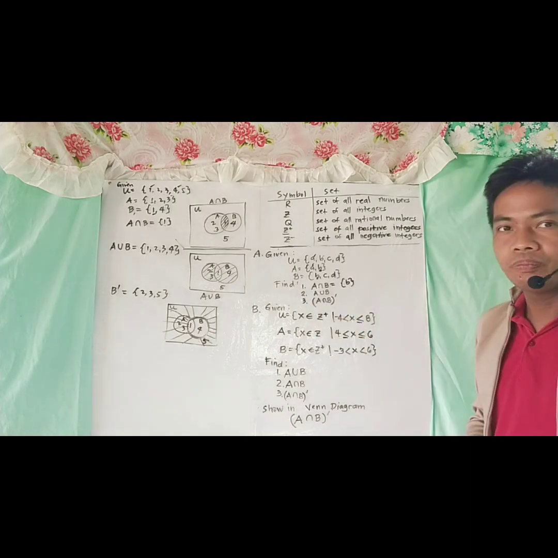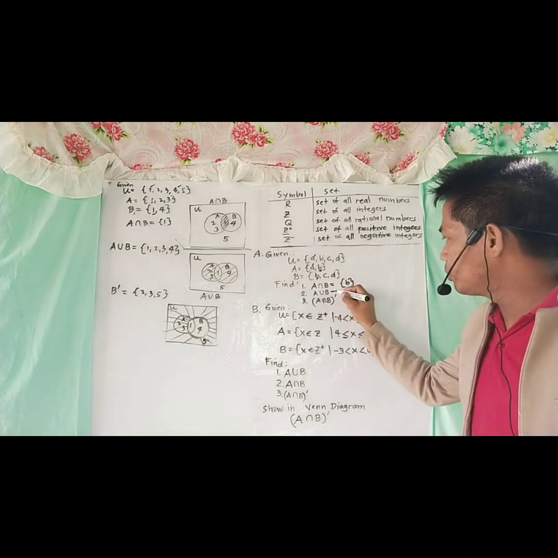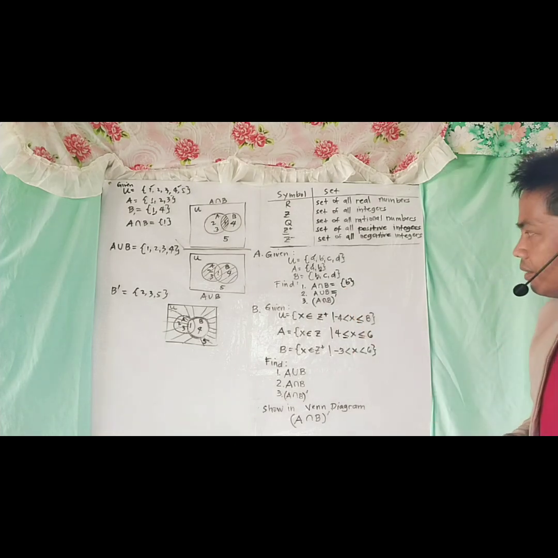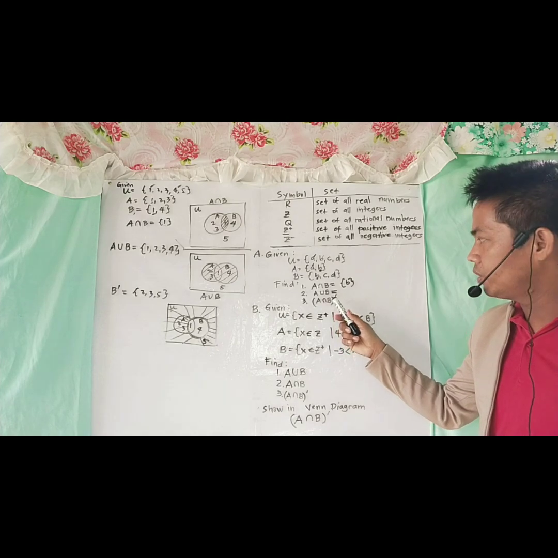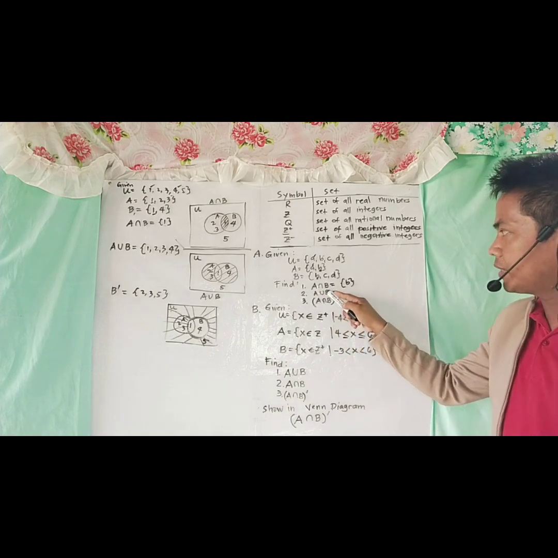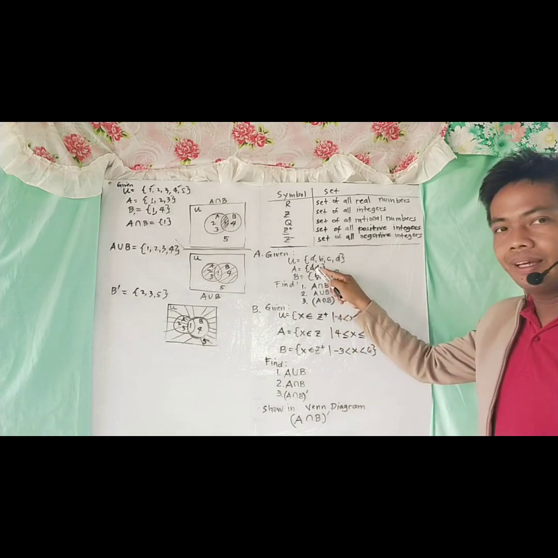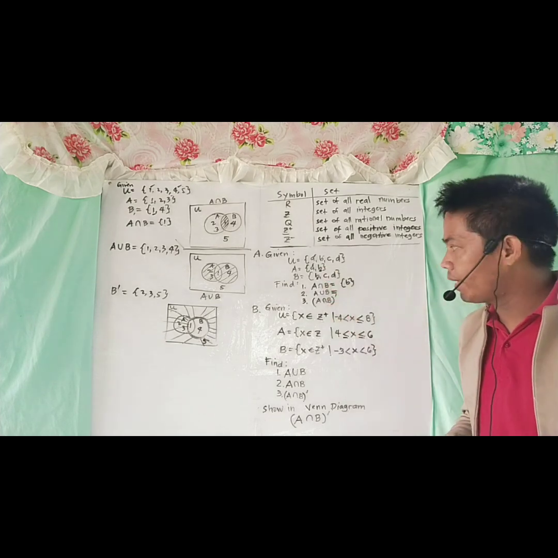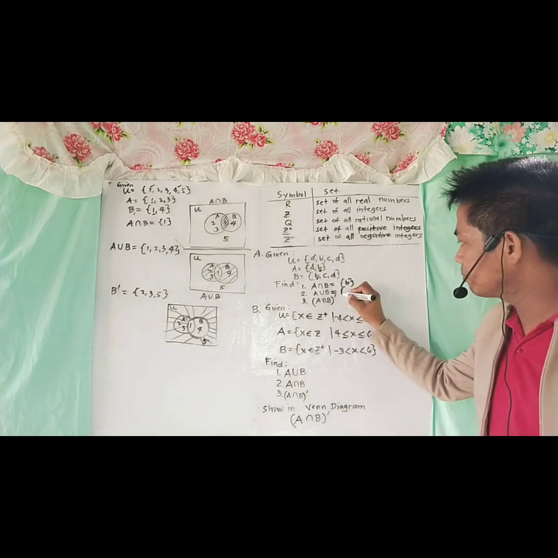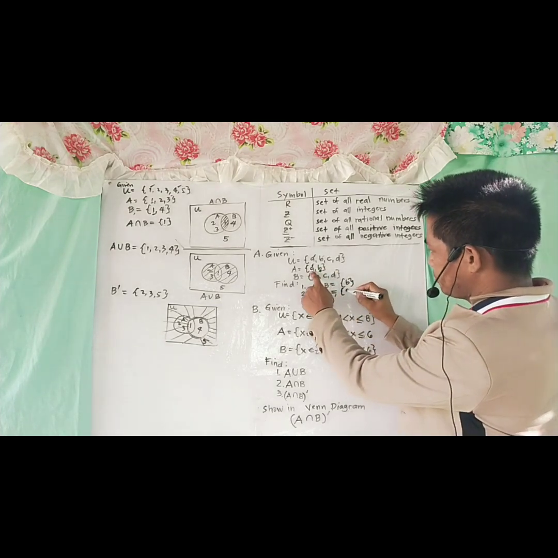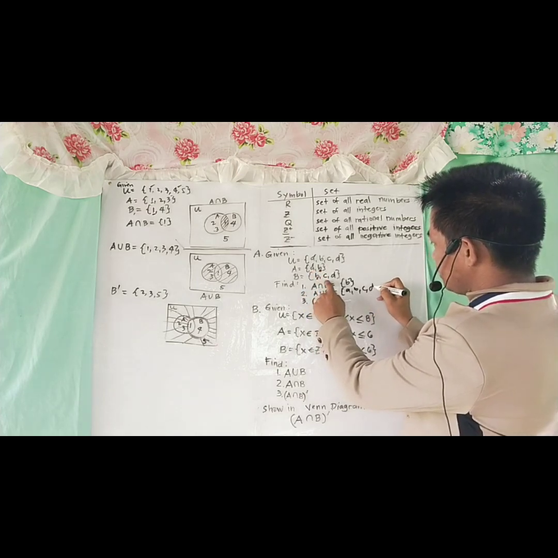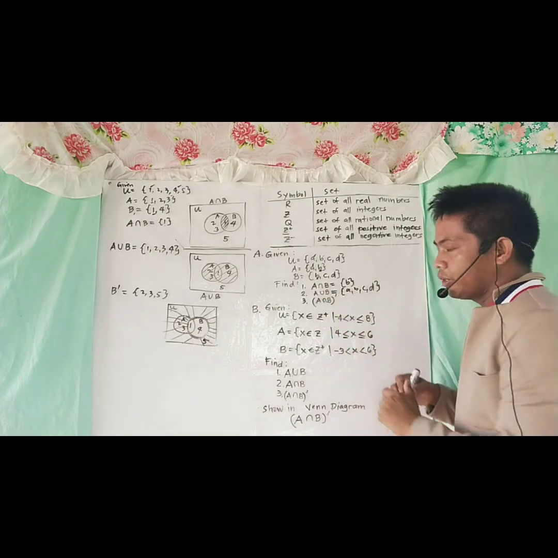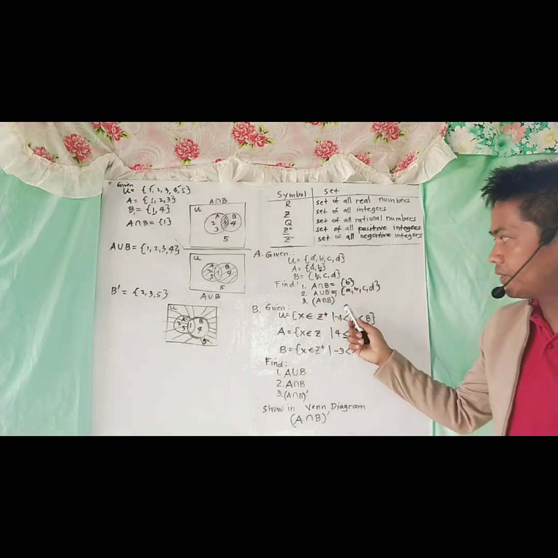For number 2, the union of two sets, the elements in A or in B, or both. Combining all the elements of A and the elements of B. So we have A, B, C, D. That is the union of the two sets.